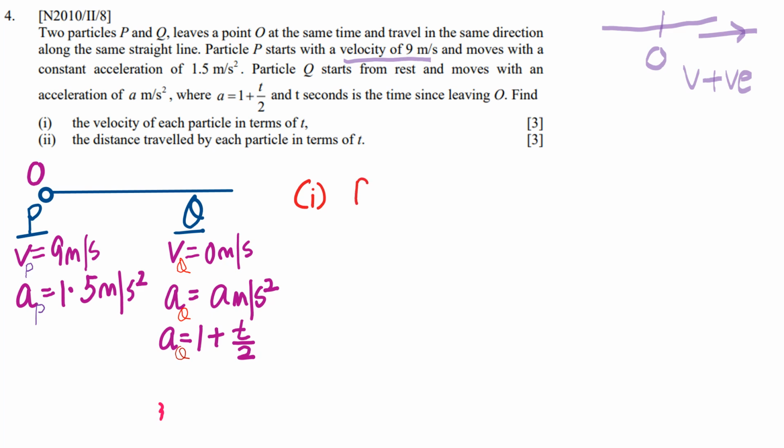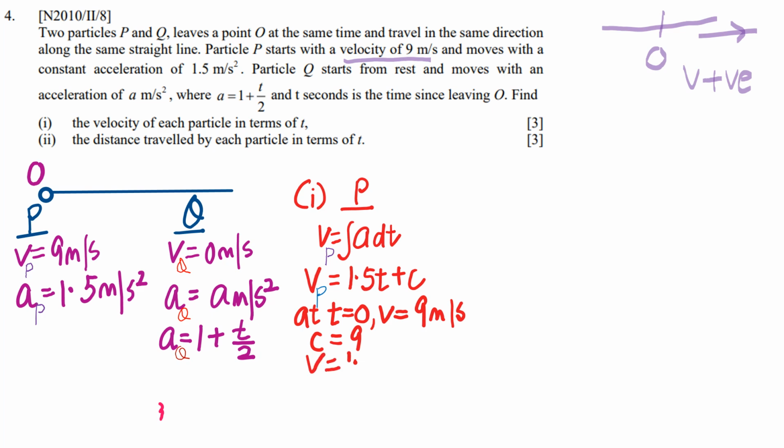Right, so we need to integrate. For particle P, we need to find velocity V_P. So we need to integrate A with respect to time. That will give us 1.5t plus C. Okay, integrate 1.5, get 1.5t. Remember to put a plus C there, which is important because we are dealing with an indefinite integral now. So we need to find this constant C. That is where the first piece of information comes in. The first piece of information says that the velocity is 9 meters per second when t is equal to 0.